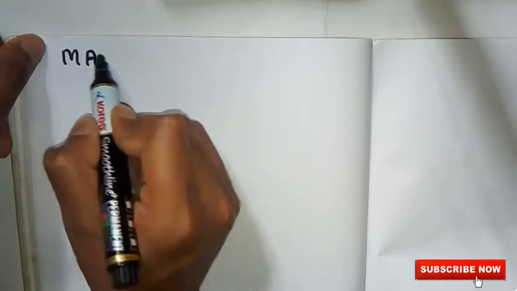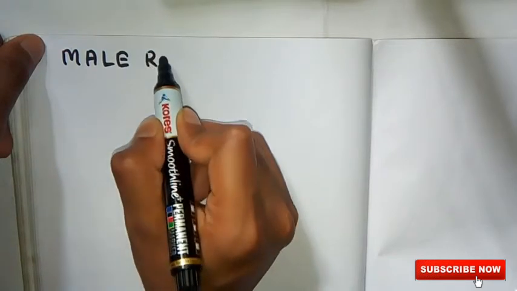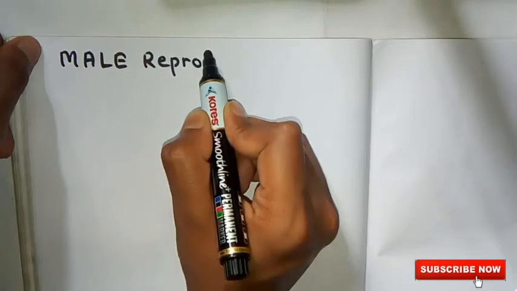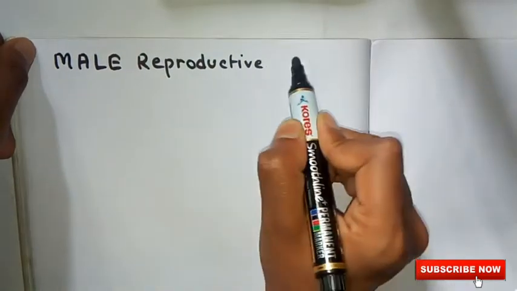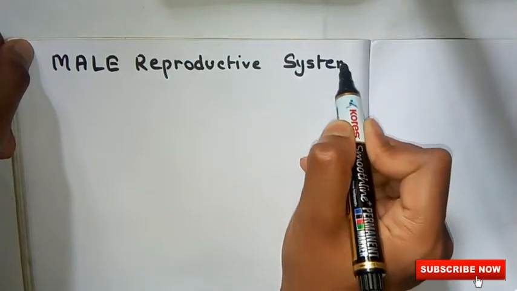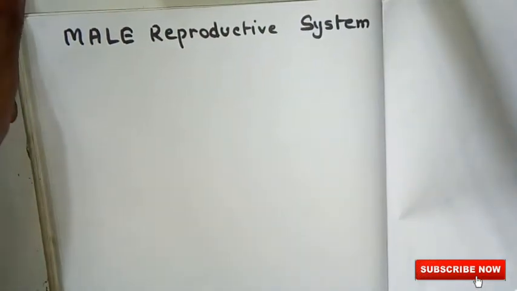So today in this video we'll discuss the male reproductive system, their different components, and their functions, with the help of this diagram which I will draw here.